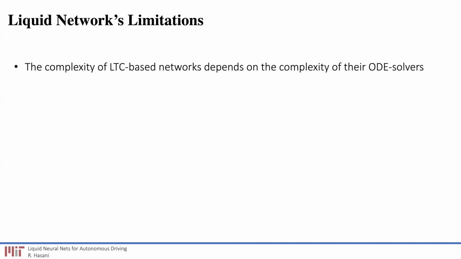So I'm at the end of my talk, and I'm going to tell you two main limitations of this network, which is very important these days. If you think about it, these systems are a complex ODE, and a complex ODE depends on how complex its ODE solver is. So although the size of the networks is small, the complexity of the ODE solvers can be really hard, so the training and testing time might be larger.